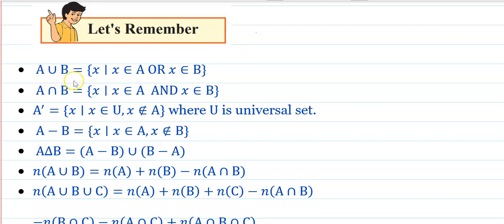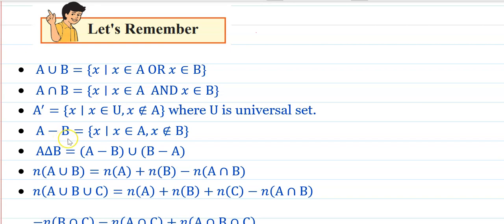The first is A union B. A union B is equal to {x such that x belongs to A or x belongs to B}. A intersection B is equal to {x such that x belongs to A and x belongs to B}. A dash means the complement of A, which is equal to {x such that x belongs to the universal set U, but x does not belong to A}, where U is the universal set.